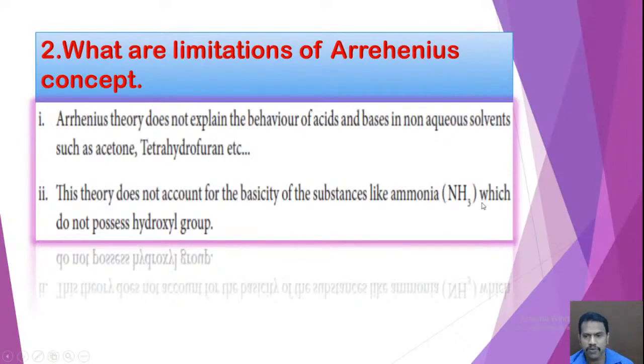Okay, second point, this theory does not account for the basicity of substances like ammonia. So we know that ammonia is a base, but the substance does not donate any OH minus ions. So here it does not possess an OH group, it does not possess a hydroxyl group, but it is a base.